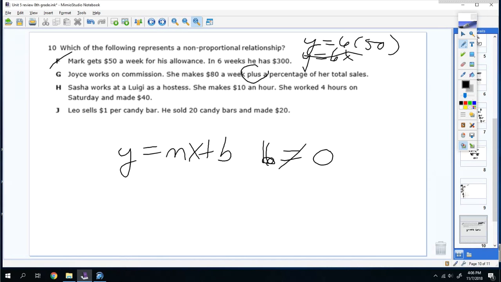Well, there's that word plus. We have to pay attention to that. So we're not going to mark that off just yet. H. Sasha worked at Luigi's as a hostess. She makes $10 an hour. She worked 4 hours on Saturday and made $40. Well, that's pretty proportional. Leo sells $1 candy bars. He sold 20 candy bars and made $20. That's proportional as well. There's no starting point. This is the only one that's being added.